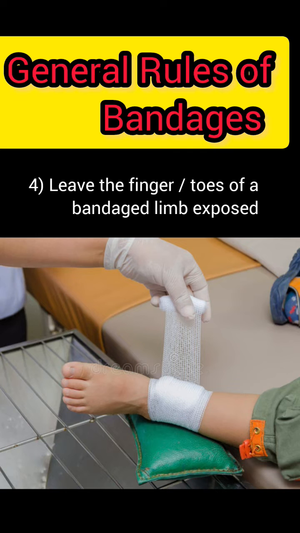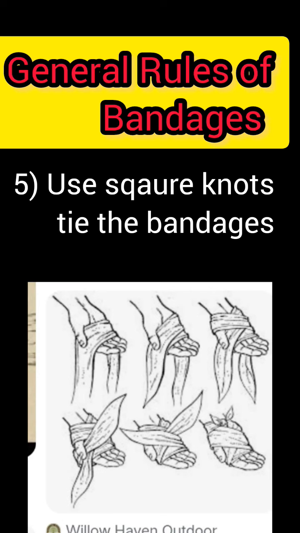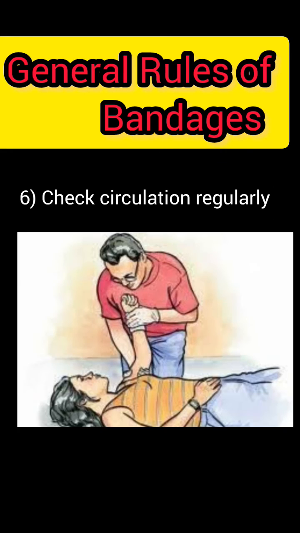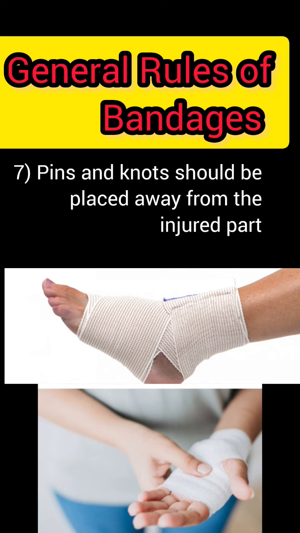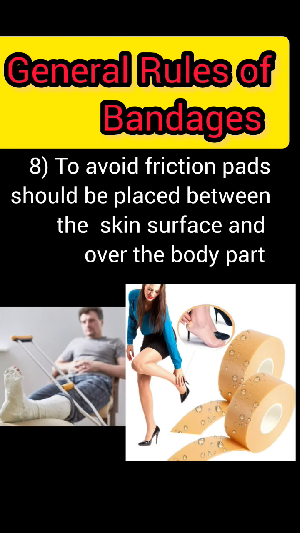and neck. 4. Leave the fingers, toes of a bandaged limb exposed. 5. Use square knots. Tie the bandages. 6. Check circulation regularly. 7. Pins and knots should be placed away from the injured part. 8. To avoid friction, pads should be placed between the skin surface and over the body part.